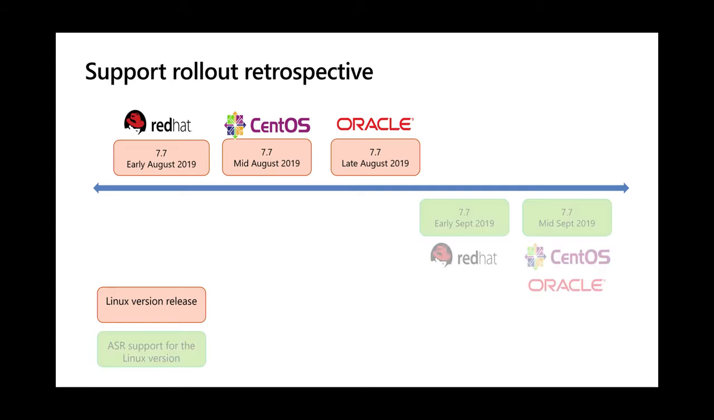So how did we do? We were able to support Red Hat in early September. And by mid-September, we had support for CentOS and Oracle Linux already. So hopefully, this should give you a sense of how much time it takes. As you can see, it's 30 days or lesser for rolling out support.